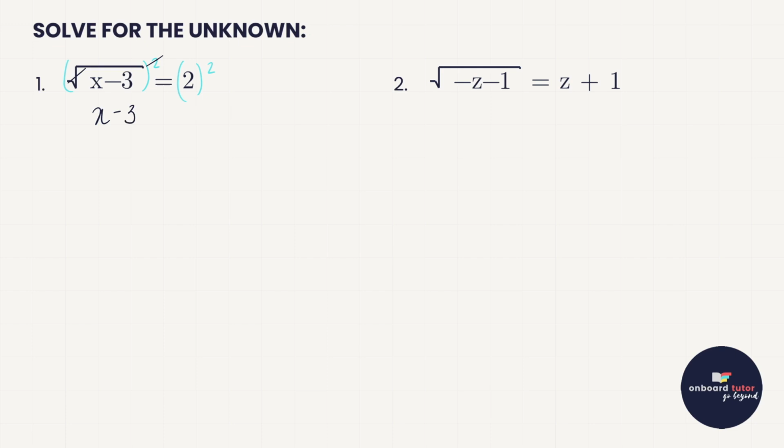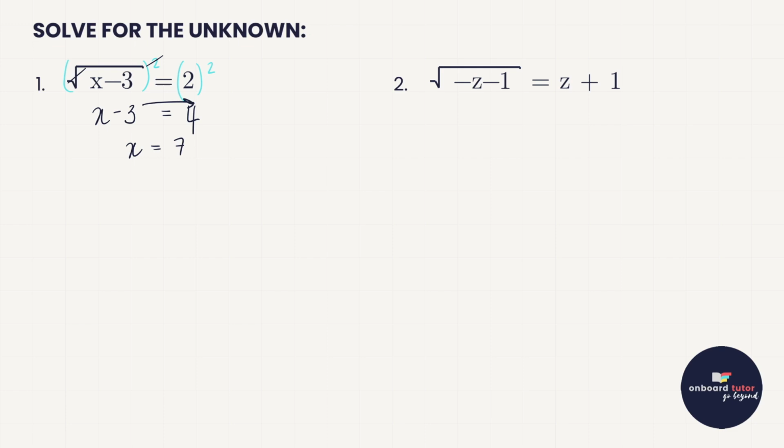And so we'll end up with x minus 3 is equal to 2 multiplied by itself, so 4. And this is now a simple linear equation. Move that minus 3 over, and x is equal to 7. Okay, and the next one, we are going to apply the exact same process.